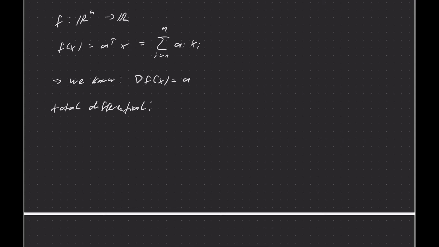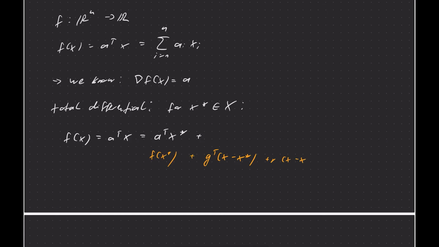Okay, so for some point x star in R^n, we need to find g such that this function f of x, that's A transposed x, is approximated by A transposed x star, right? So this is the function at x star, plus we'd like to have some g transposed (x minus x star), plus some error term.